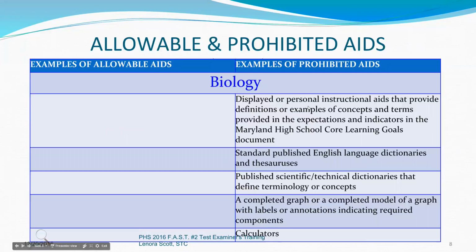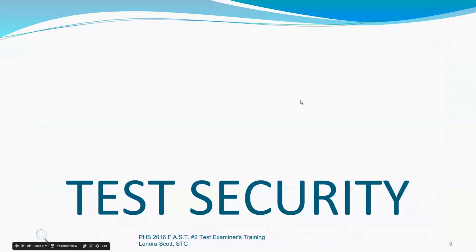The same thing goes for biology. There are no examples of allowable aids whatsoever. So all these things are prohibited: displaying personal instruction, standard published English and language dictionaries, unless there are accommodations for students with disabilities, published scientific and technical dictionaries, and a completed graph or a completed model of a graph with labels and so forth.